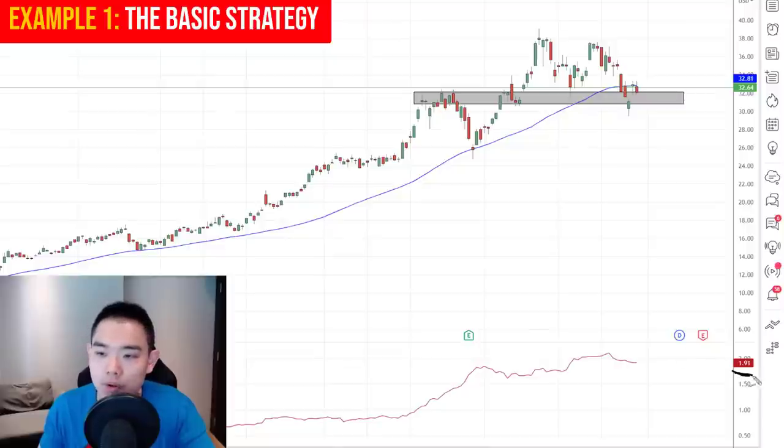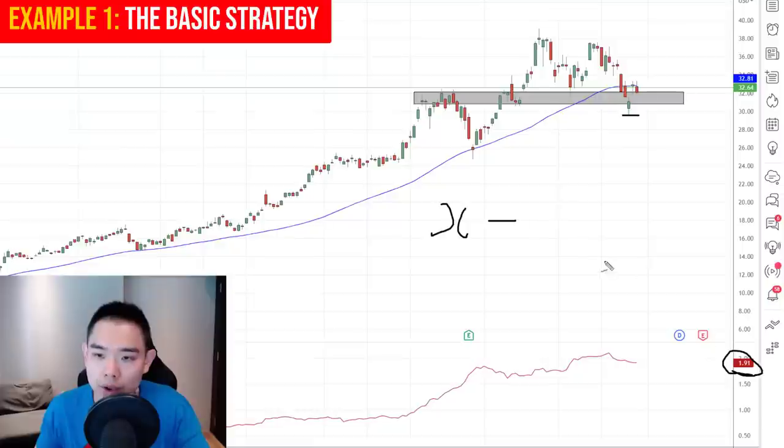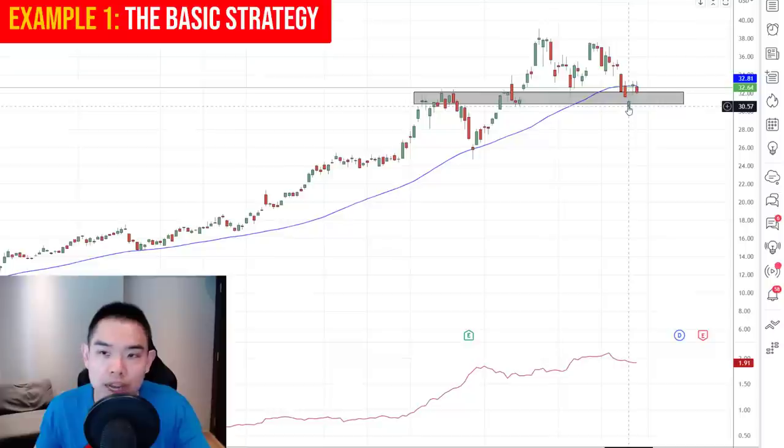What this means is that over the last 20 trading days, this market or this stock moves an average of about $1.91. So what I'm going to do is find out the low of this candle. Let's say the low of this candle is X minus 1.91, and that will be my stop loss level. So let me go find out what the low is. The low of this candle, according to TradingView, is 29.45.